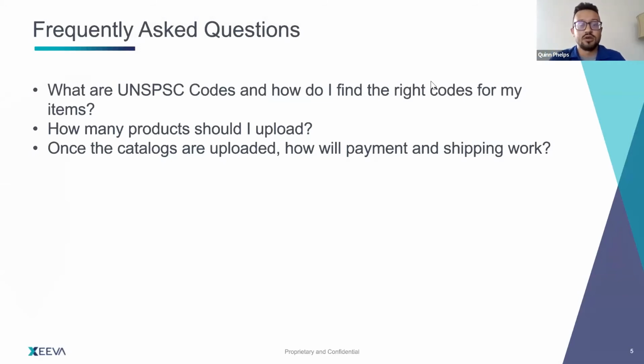The first question is, what are UNSPSC codes, and how do I find the right codes for my items? All right, a UNSPSC code is a standard products and services code from the United Nations. You're able to access those codes multiple ways. If you just Google UNSPSC codes, they'll come up with several different options for you to search, as well as download and export all of those UNSPSC codes and how they map to your category structure.